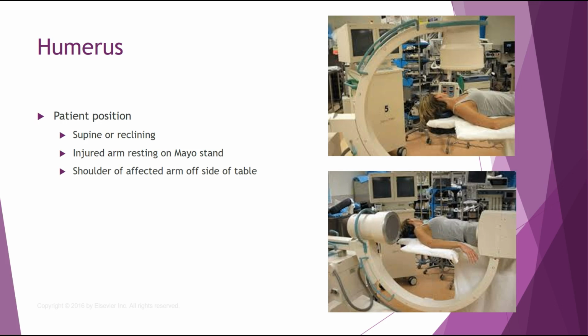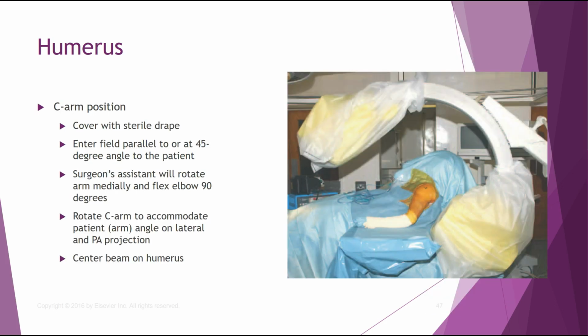Usually they have the whole patient shifted or tilted off of the OR table so that the shoulder is off of the table, because when they want you to come in and take radiographs or C-arm images, they want the entire humerus, including the shoulder joint. So they don't want that obstructed by the table. Okay, you're going to cover it, of course, with a sterile drape.